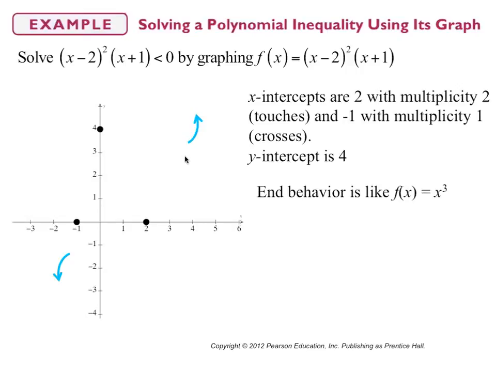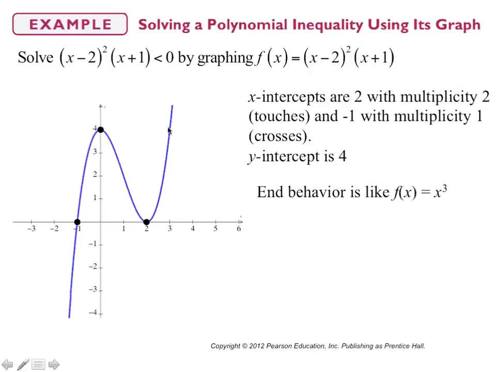So then if we use the multiplicity along with the end behavior, we can sketch a pretty nice graph. So you'll see it's going up on the right and down on the left, just like x cubed does. At 2, we're touching. We go through our y-intercept of 4, and then at negative 1, we actually cross. So this is the graph of a polynomial. So like I said, this is a good review of some other Chapter 5 stuff. But what we actually want to do is solve this inequality.